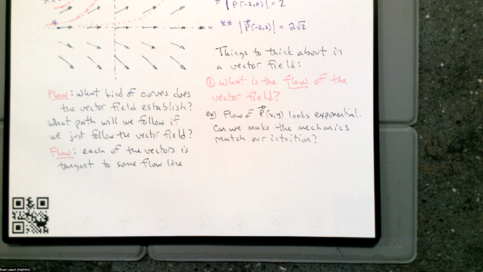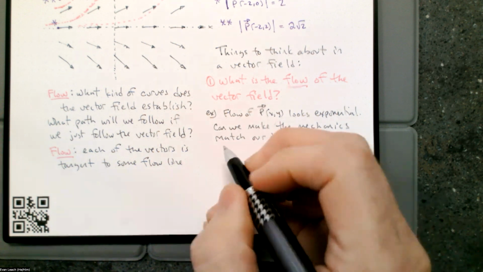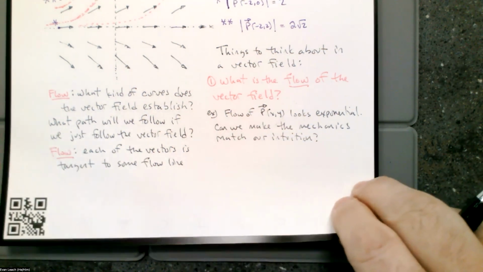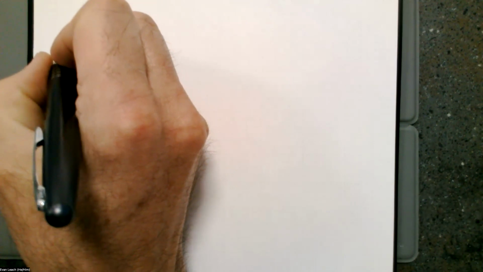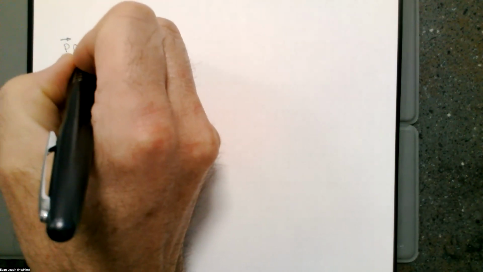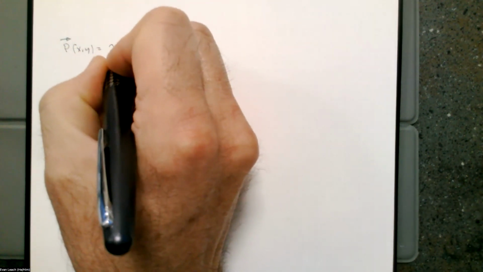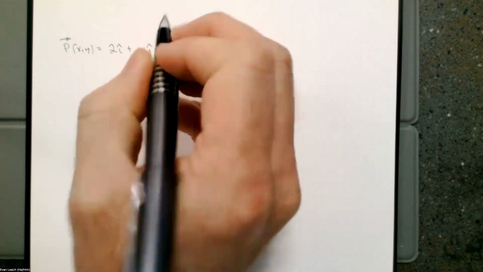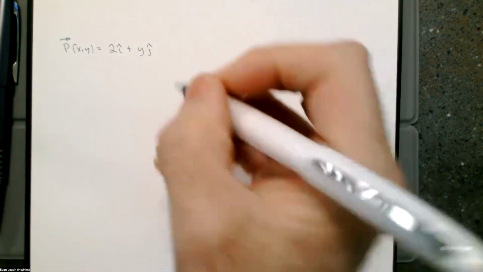So what the vector field is telling us is how x is changing with the i component, and how y is changing with the j component. So we're imagining this P of x y, 2i plus yj, is a tangent to some curve.